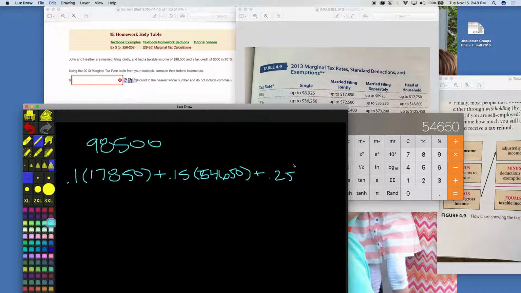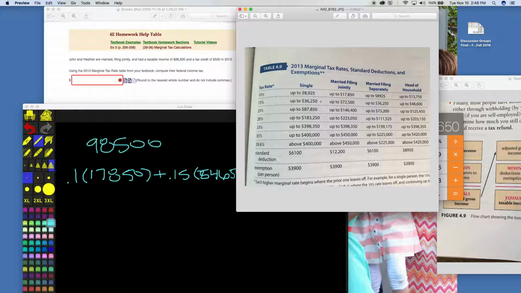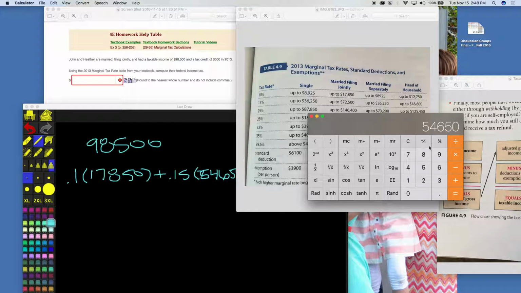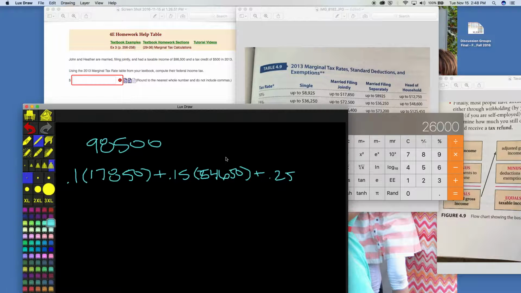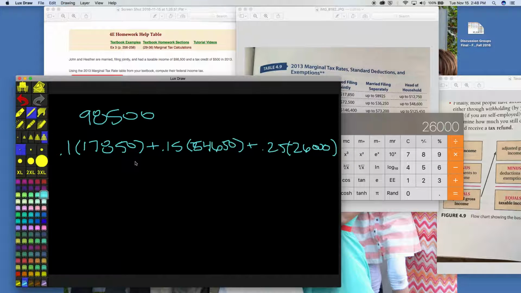Plus 25%. I'm going to take their income this time. Let's make sure they're in that range. Yep, this range goes clear up to 146. So I'm going to take that 98.5 minus this 72.5, and I get 26,000. Sorry. Okay, so I'm going to do all those calculations and come up with my answer.